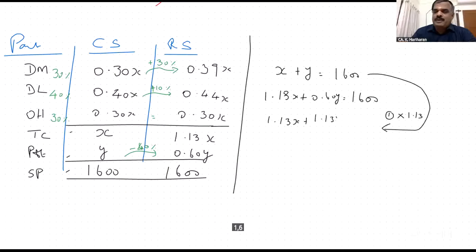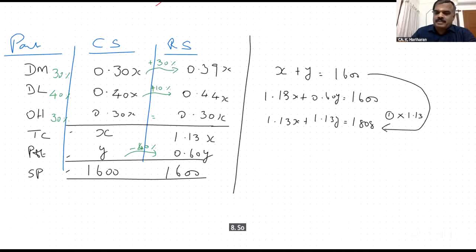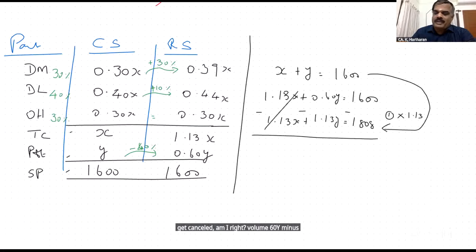1600 into 1.13 is equal to 1808. So plus will become minus, minus will become plus. x and x get cancelled. Am I right? 0.60y minus 1.13y is equal to minus.